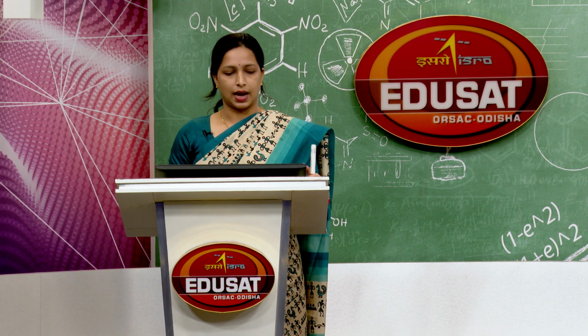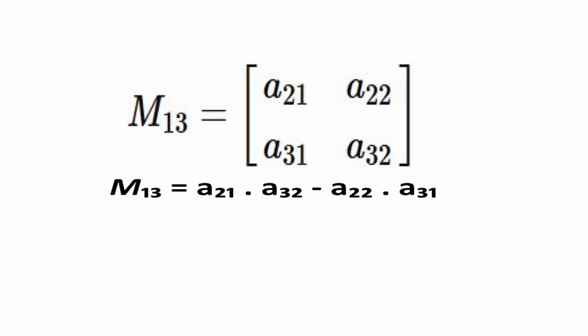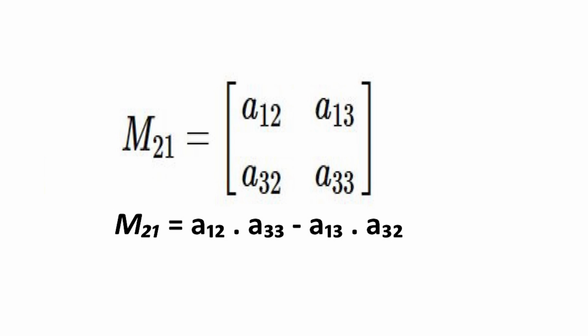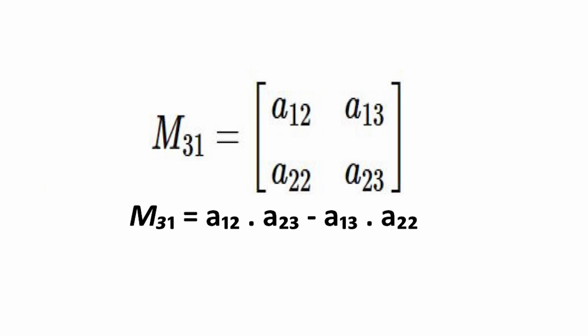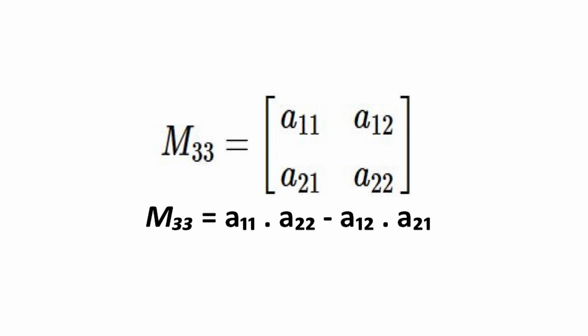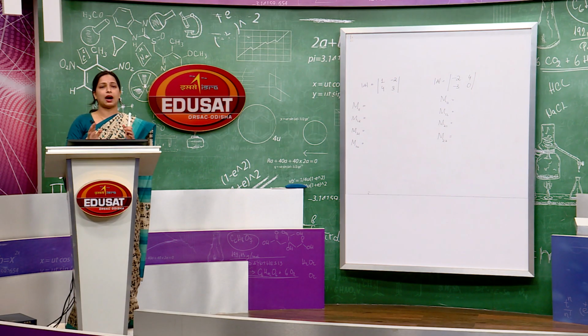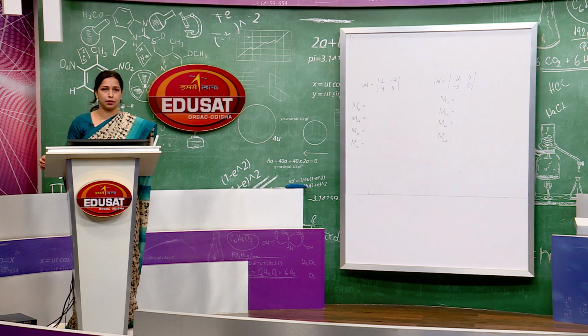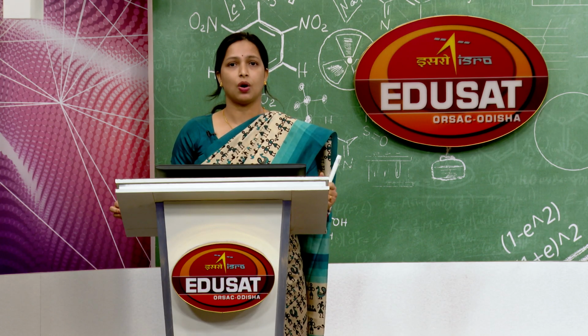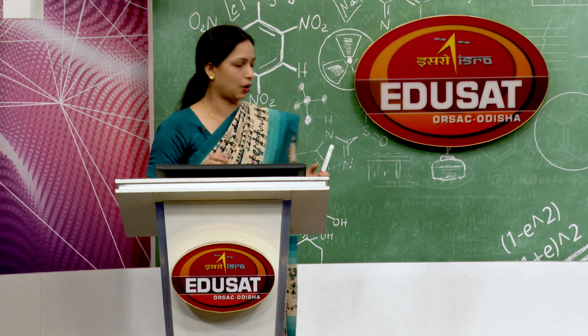All right. Now, as you can see on the screen, M13 means the minor of A13, then the minor of A21, the minor of A22, the minor of A23, the minor of A31, the minor of A32, and finally the minor of A33. Remember that after we find the second order determinant, that is not the minor. We have to cross multiply and find the resultant value, and that is the minor of the said element. Now, let us understand it better with the help of some examples, right.